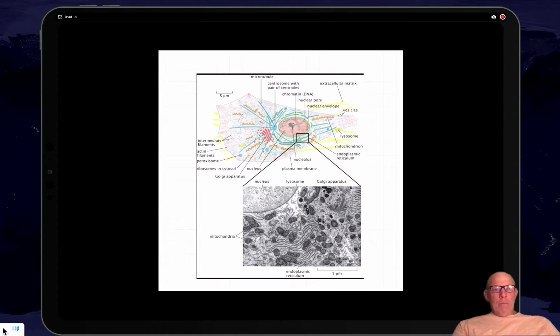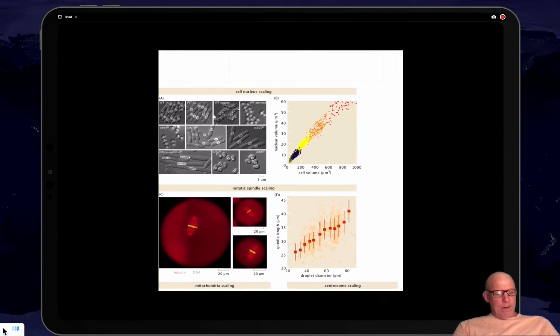So, most of the things that I'm showing you here are so-called membrane-bound organelles. That is to say that the organelle, such as the mitochondria, the ER, the Golgi, etc., the nucleus, they're bounded by a membrane. And when I say membrane, I mean a lipid bilayer or a double lipid bilayer and so on.